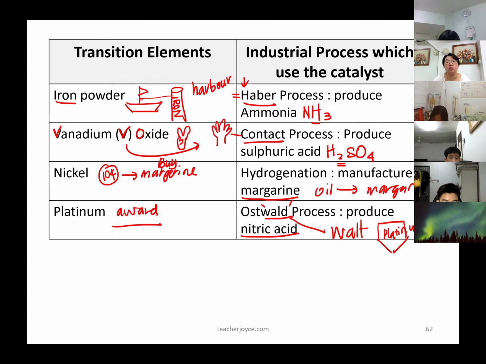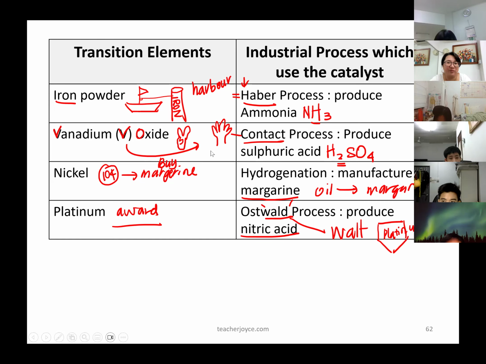And next, the exam only comes out with objective questions, right? What is the catalyst used in the Haber process? Haber sounds like harbor. Oh, iron rod. See, you can remember already. Then if I ask which process uses platinum, platinum award, Mr. Walt Disney, Walt, Ostwald. You can find the answer already. Can you see that? Clear? And that is the ending of the whole chapter 4.